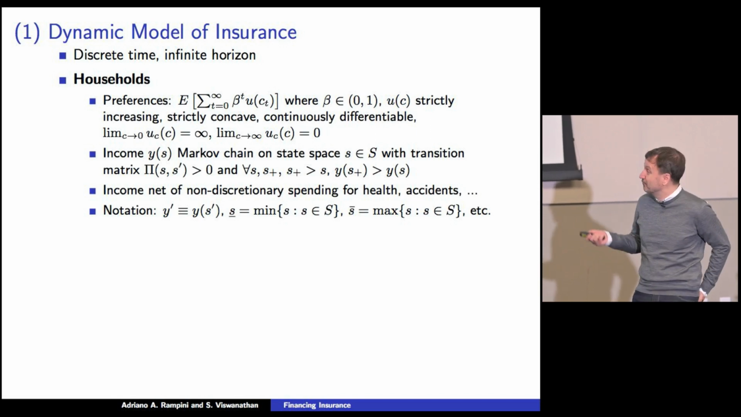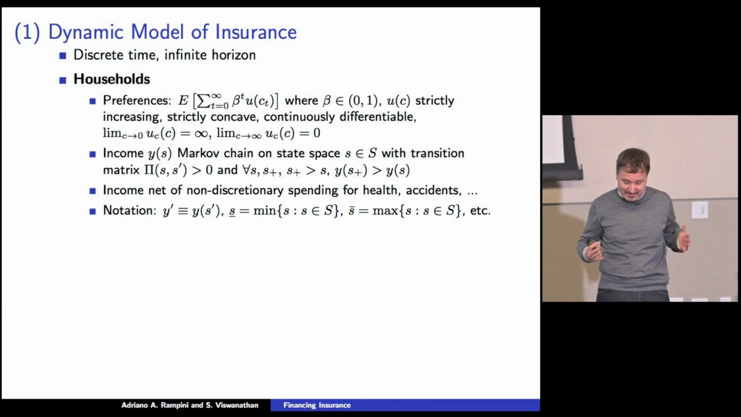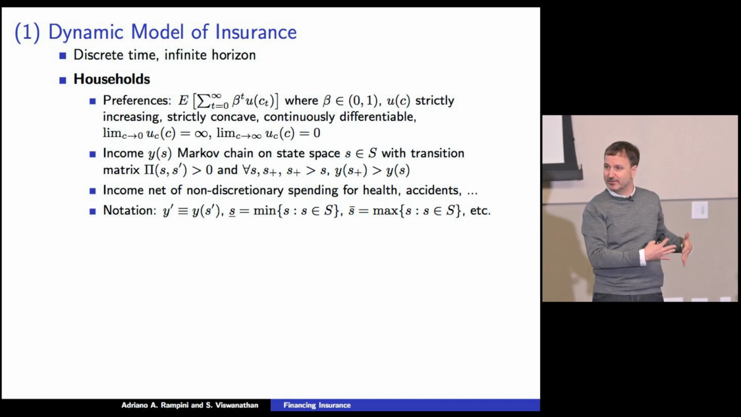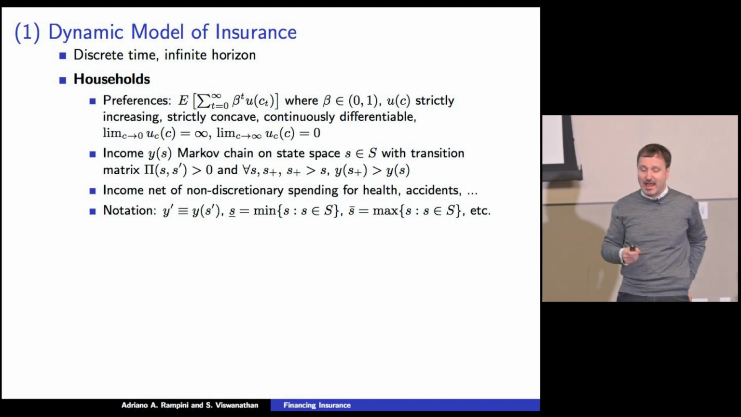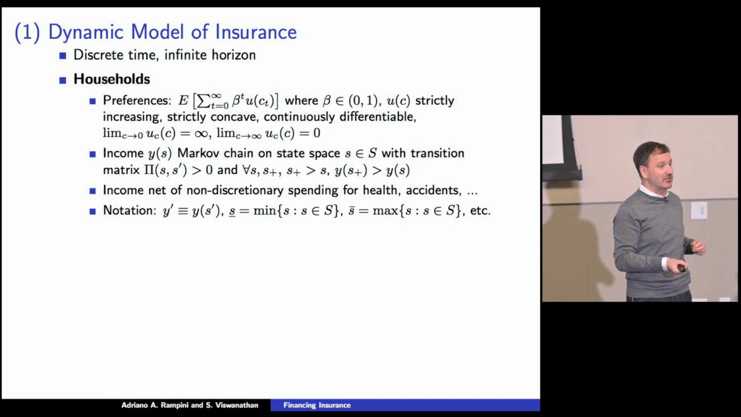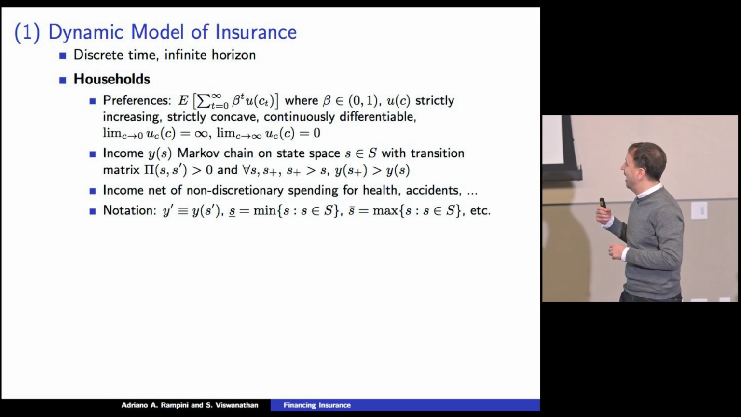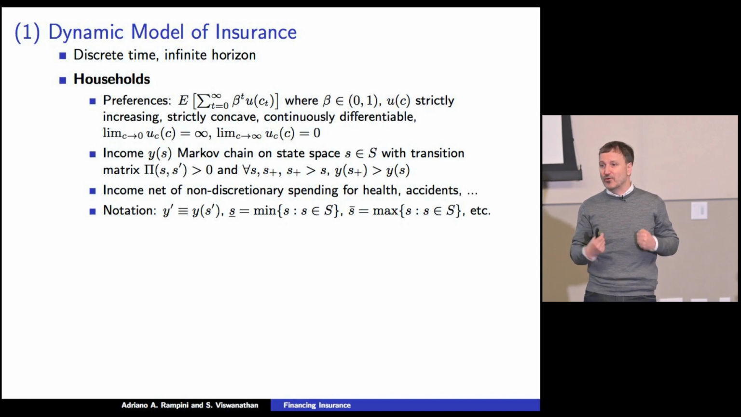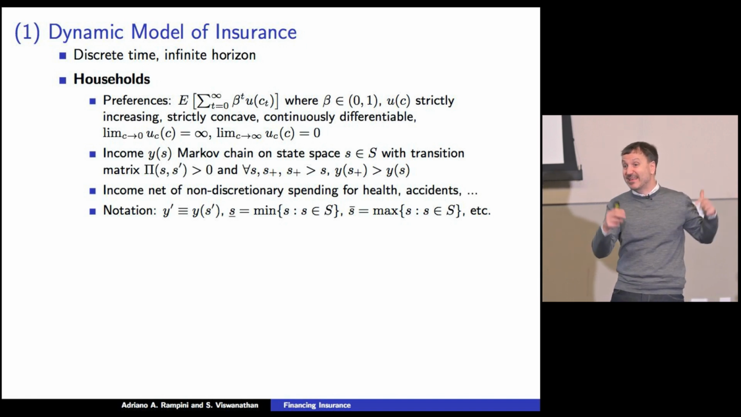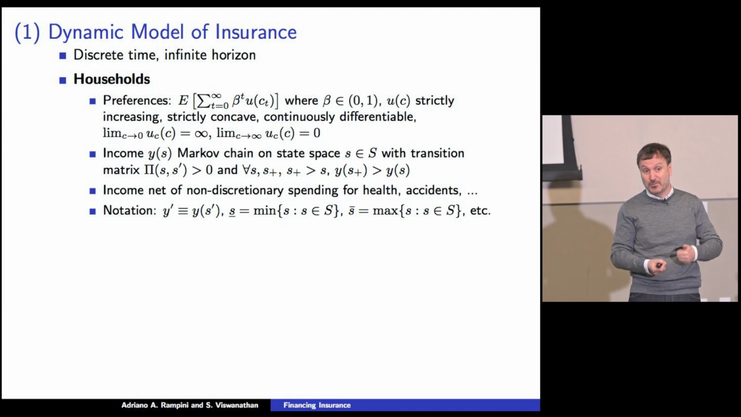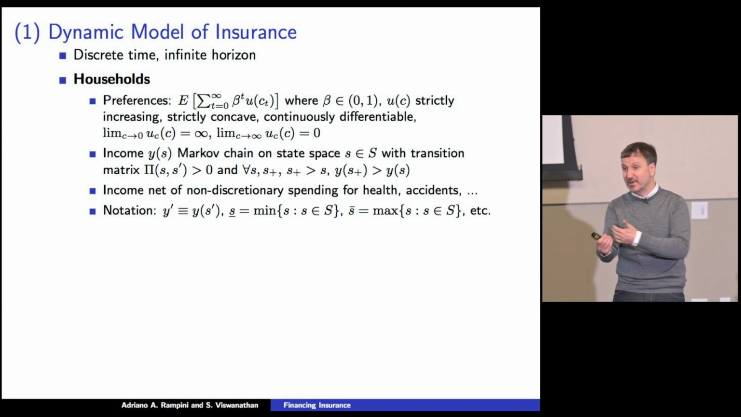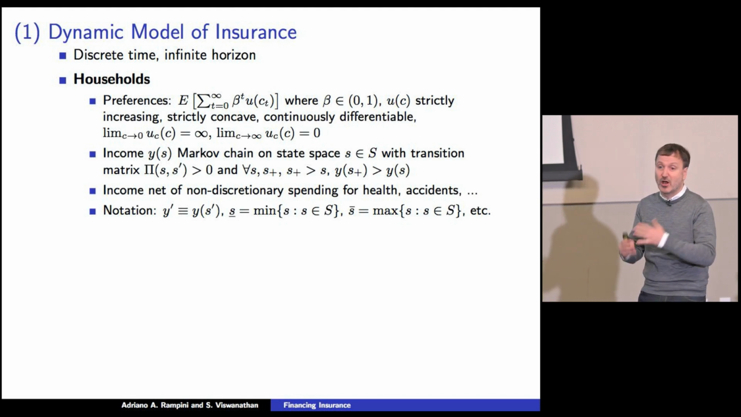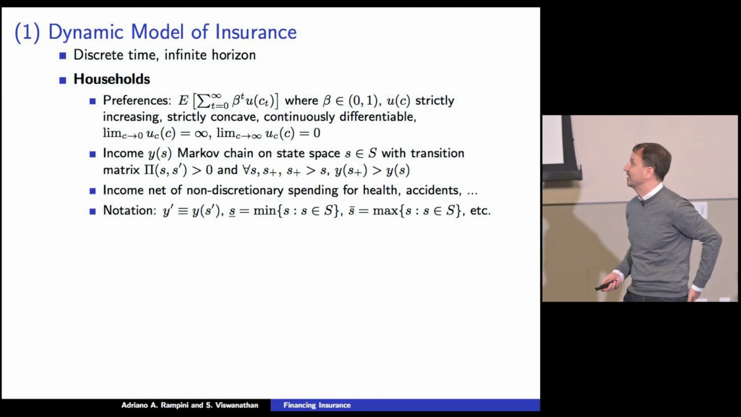How am I going to model risk? The way I'm going to model risk is these households just have a Markov chain on their income. Higher states have higher income. And the way I want to think about it is essentially this is income net of non-discretionary payments for health shocks, accidents, and so on. This is the net income, which could be reduced both because of direct costs of health shocks and accidents, but also because of limited labor force participation, all of which is unmodeled here. It's just a Markov chain on income.